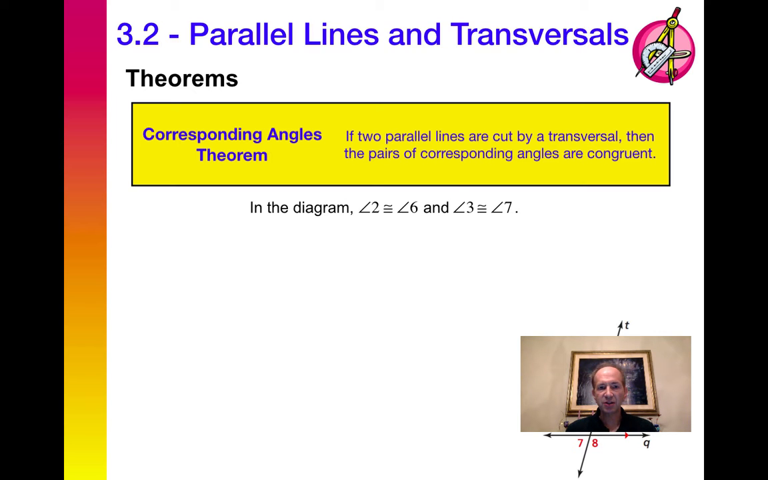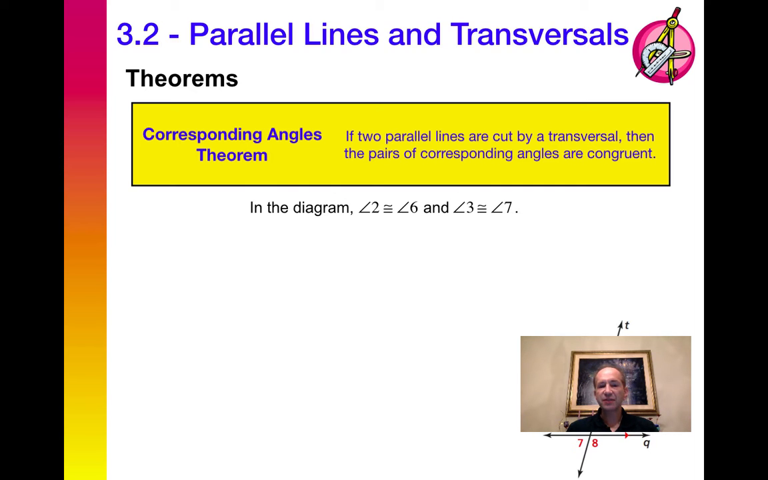The first one is the corresponding angles theorem. Corresponding angles, as you recall, are on the same side of the transversal, and they happen to be on the north side of the two lines that they're intersecting. So 2 and 6, 1 and 5, or they could be on the south side, like 4 and 8. So in the diagram, we could say that those are the corresponding angles.